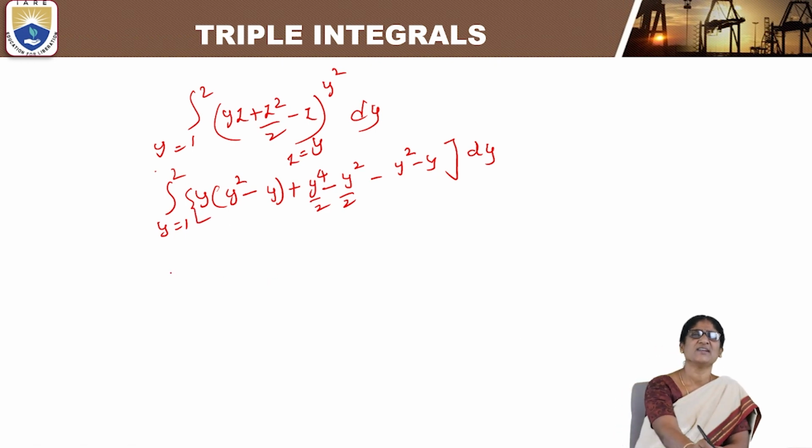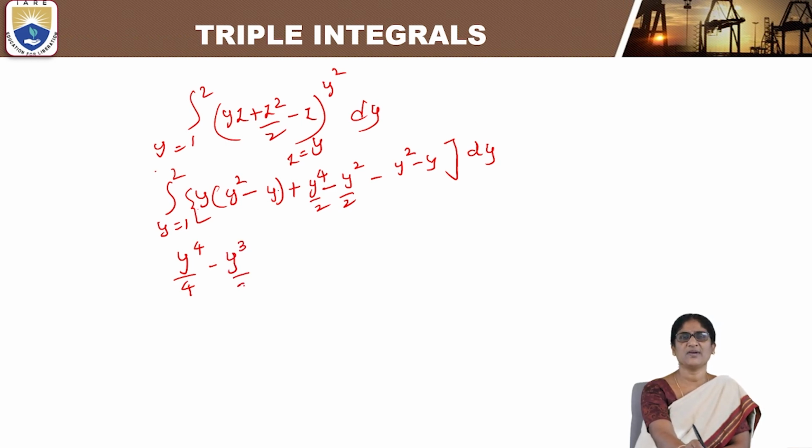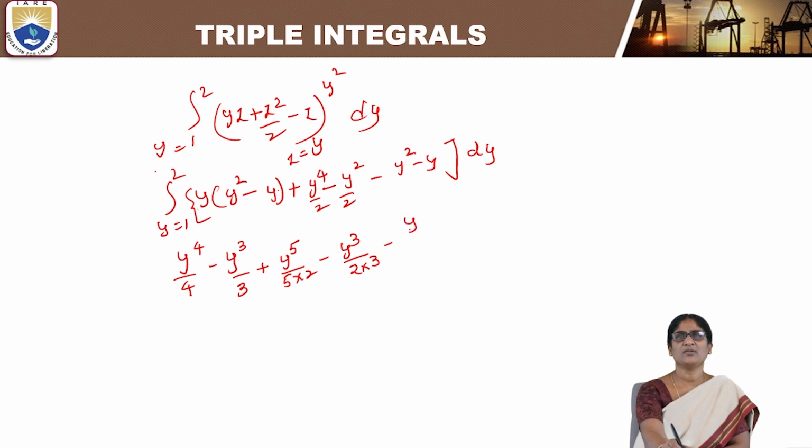So you can write this as y into y square, that is y cube. Integral of y cube is y to the power of 4 by 4, minus y into y square. Integral of y square is y cube by 3, plus y to the power of 4 by 2, that is y to the power of 5 by 5 into 2, minus y square. Integral of y square is again y cube by 3, and integral of y is y square by 2, raised from 1 to 2.